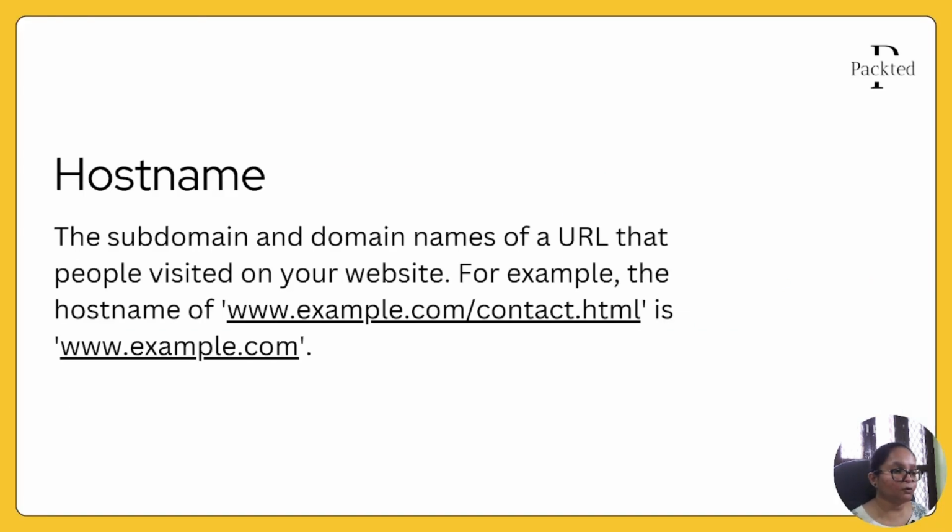The next is the host name, and this is the subdomain and domain name of a URL that people visited on your website. So for example, the host name of a URL like this is just the main example.com. So this is something that you will see in your reports.